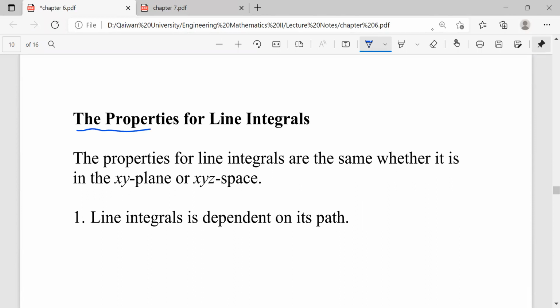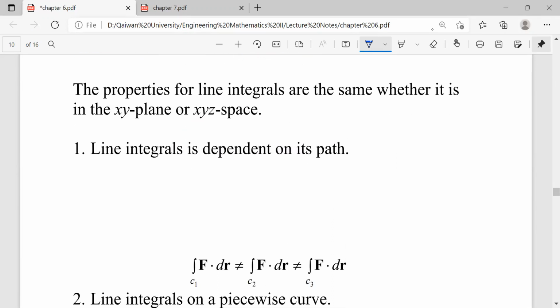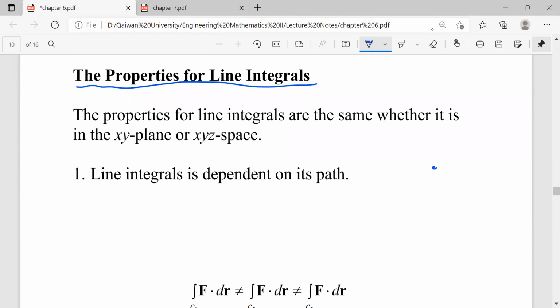We have the properties of line integrals. The properties of line integrals in the xy plane and also in the xyz space are the same. They both have the same properties. We say the line integrals depend on the path. Let's say this is the initial point and that's the destination point. The line integral over this curve is different from the line integral over this one, different from this one, different from this one.